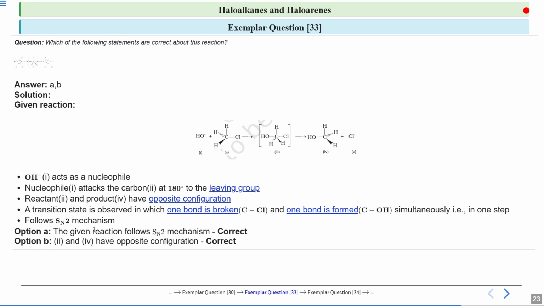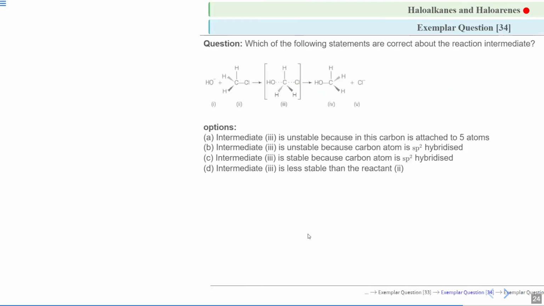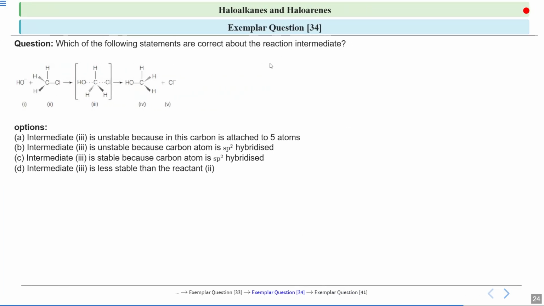So your option A, that the given reaction follows the SN2 mechanism, is the correct statement, and your option B, that the second and the fourth, reactant second and product fourth, have opposite configuration, is also a correct statement. So our correct answer is option A and option B both. Let's see the next question.